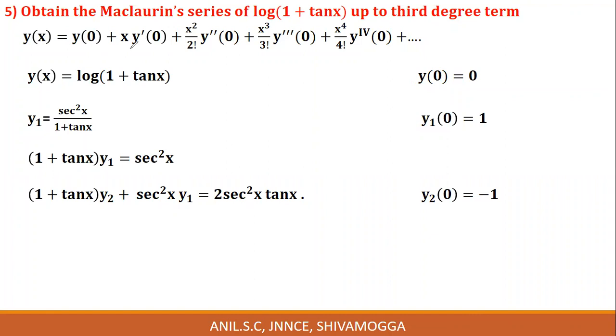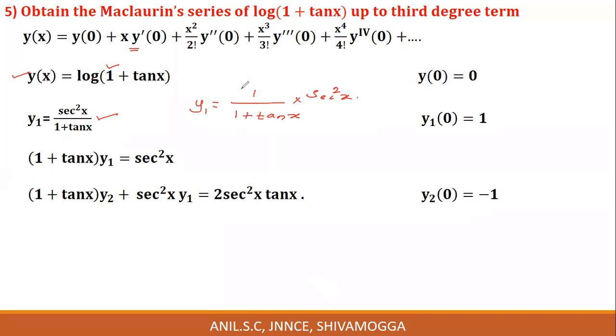To find y dash of 0, we differentiate this expression throughout with respect to x. Derivative of y is y1 or y dash. Either way, you can write that. This is equal to the derivative of log 1 plus tan x, which is 1 divided by 1 plus tan x, into the derivative of 1 plus tan x. Derivative of 1 is 0, since 1 is a constant, and the derivative of tan x is secant square x. That's what I have written here. y1 is equal to secant square x divided by 1 plus tan x.